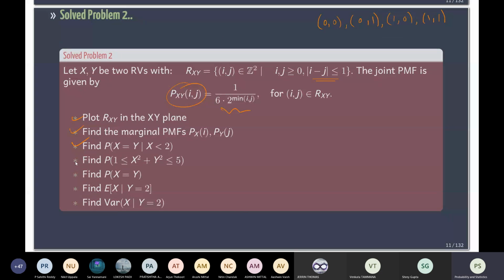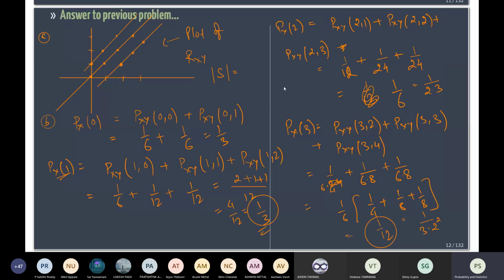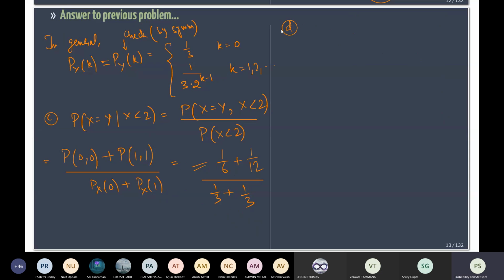And then we can also do this D part. Although these seem more or less straightforward, just for completeness, maybe a practice I'm doing, I guess. Okay, 1 less than or equal to X squared plus Y squared is less than or equal to 5. So this is the part, and then you just have to calculate which are the values of X and Y that will satisfy this.